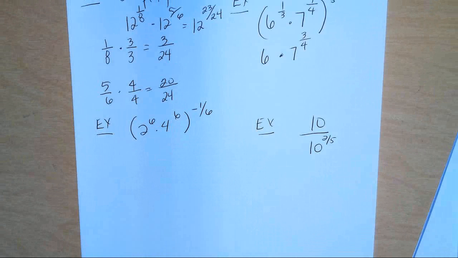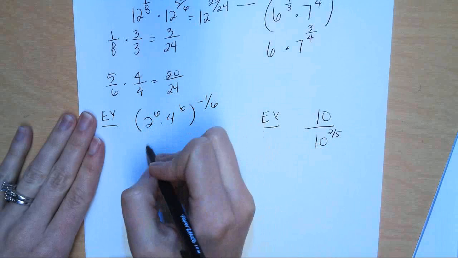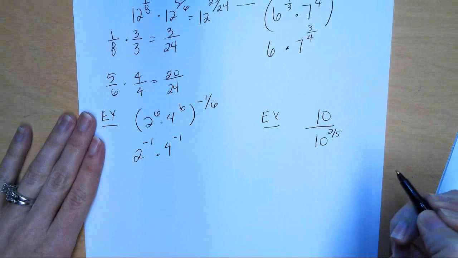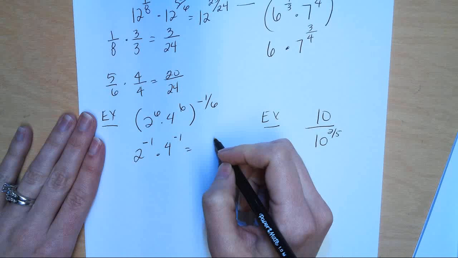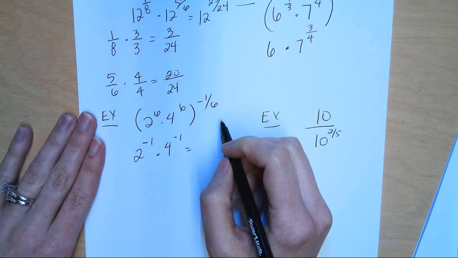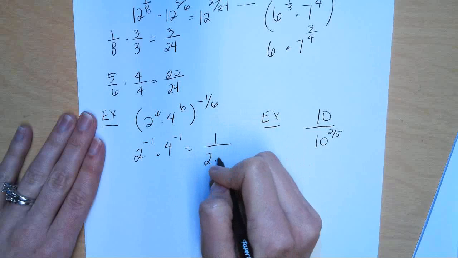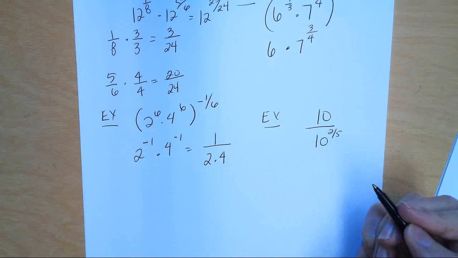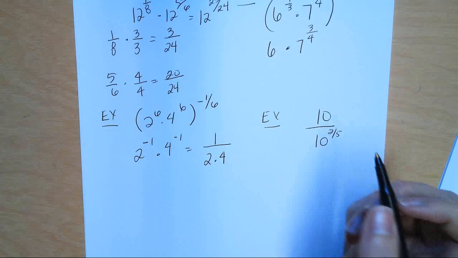2 to the 6 times 4 to the 6 to the negative 1/6. What do you want to do first? Move the 1/6 inside. So we get 2 to the negative 1 times 4 to the negative 1. And then what do we want to do? Do you know? 1 over 2 times 4. We're going to move both of them to the other side of the fraction. It's going to make them positive. So it's 1/8.